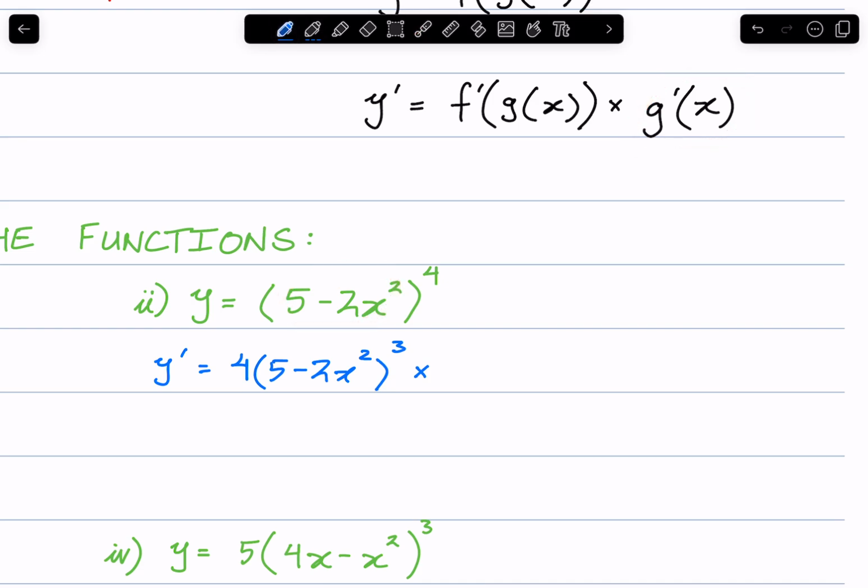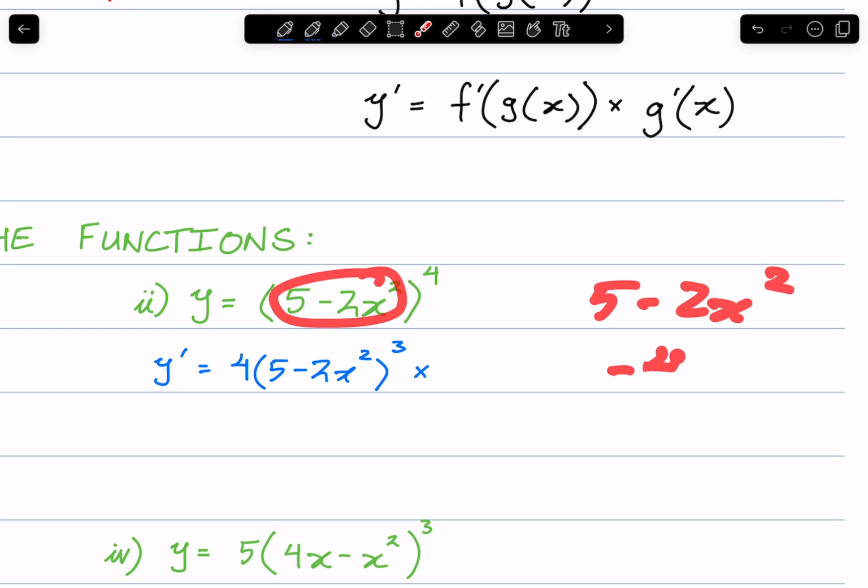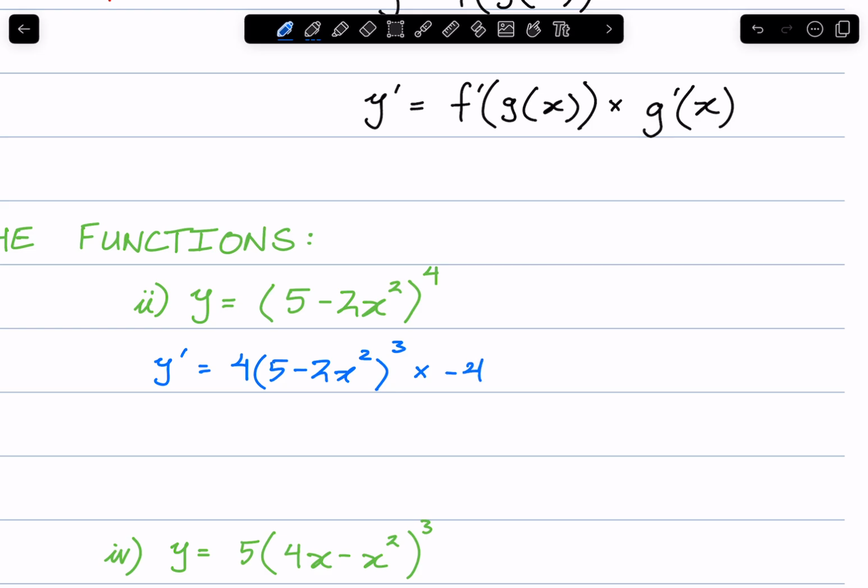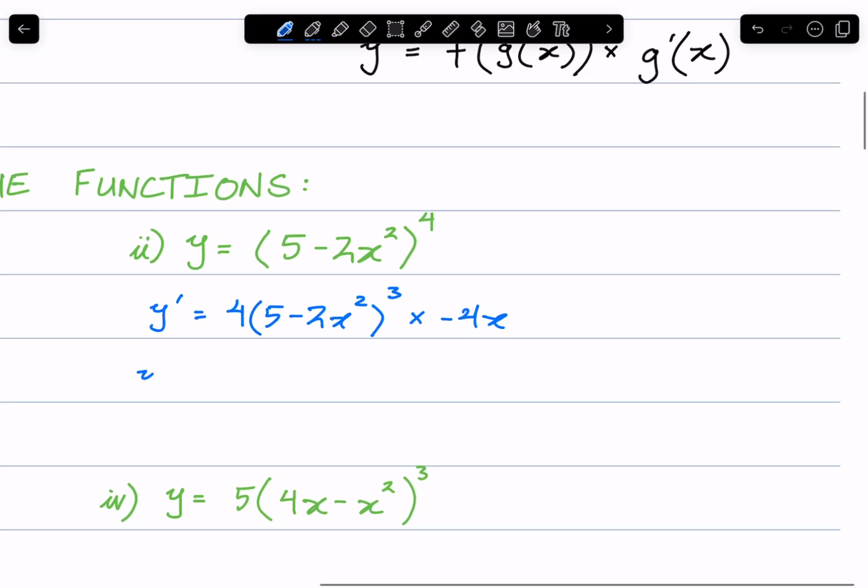So the derivative of all of this, 5 minus 2x squared, is just going to be negative 4x. So we need to multiply this by negative 4x, bringing these two together. 4 times negative 4 gives us negative 16x times (5 minus 2x squared) to the power of 3.